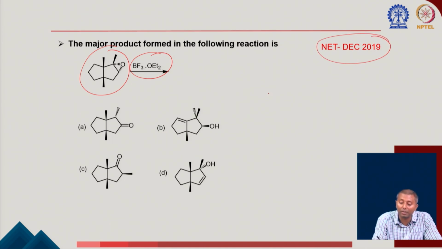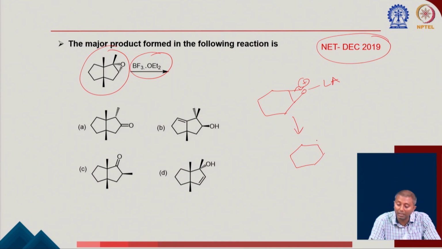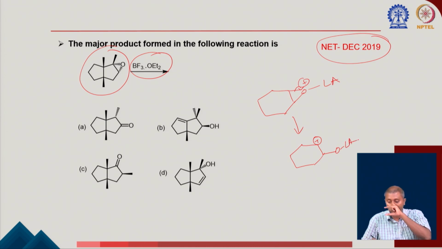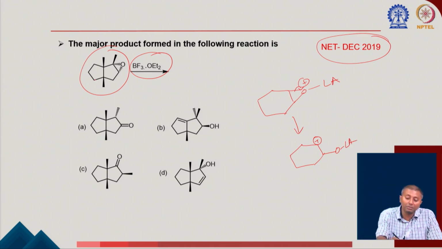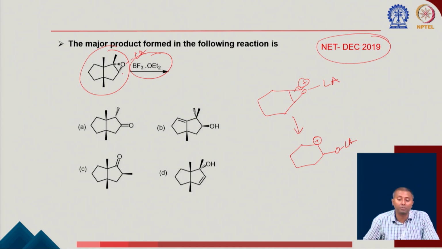If you remember, we talked about this in the class: once you have an epoxide and you take a Lewis acid, it's going to form a plus, and then that is going to open the epoxide to generate some sort of a species like that, where there will be a plus and there will be O with a Lewis acid. Now in this particular substrate, the Lewis acid BF3 is going to bind here, and if the epoxide is going to open up, there are two different possibilities.